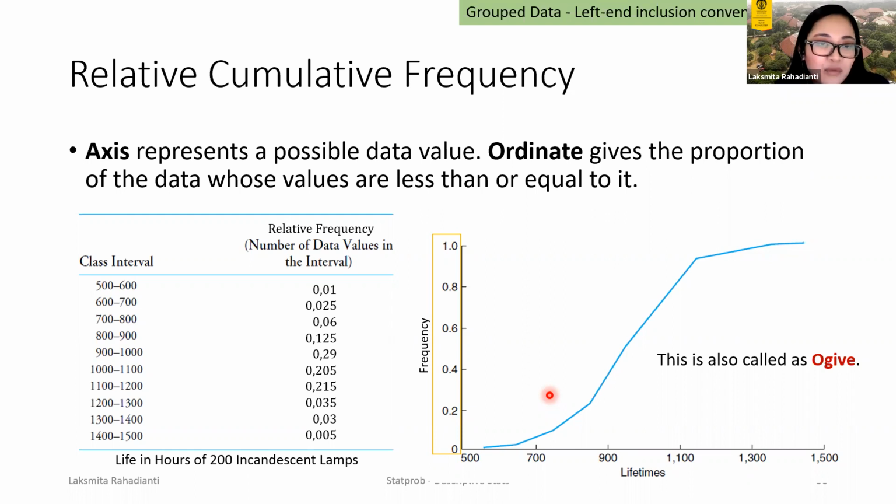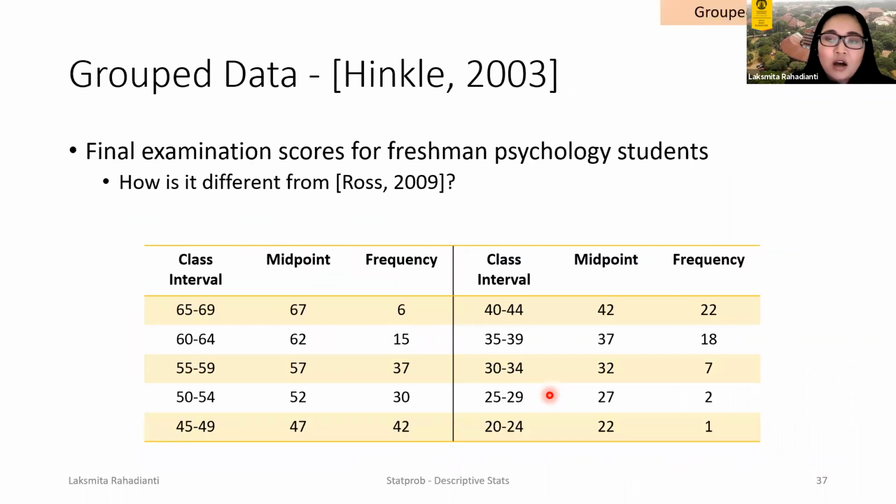So up until now, I showed you the left-hand inclusion convention, which is by Ross. But there's also another significant alternative convention that is used in many literatures, which is the basic grouped data. So for example, this is a display of the grouped data for examination scores for psychology students.